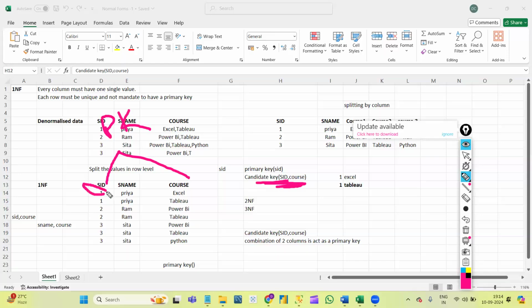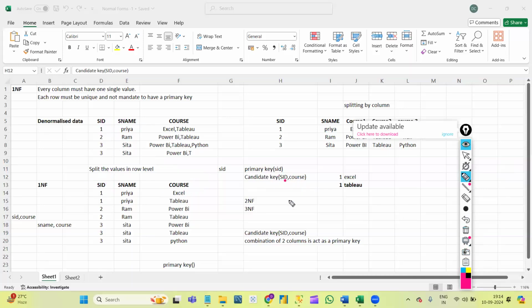That means this SID and course together, both the columns will act as a primary key here. If we observe the values of both the columns together, they should be unique, and they should not be null, like that. Did you get my point now? Yes, sure, ma'am. Yeah.